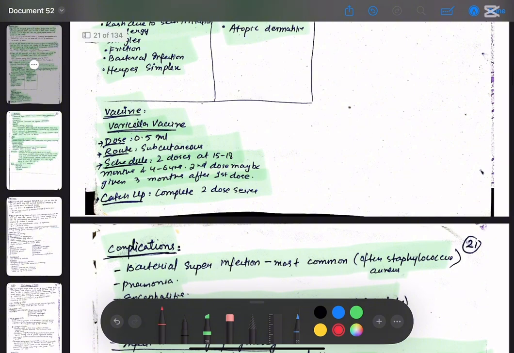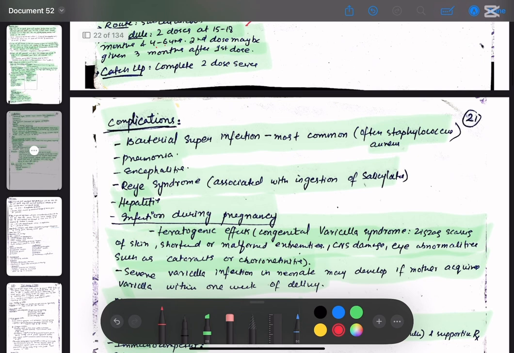Then we will discuss the vaccine. For chickenpox, the varicella vaccine is given, the dose is 0.5 ml, and it is given subcutaneously. Two doses are given, one at 15 to 18 months and the other at 4 to 6 years. The second dose may be given 3 months after the first dose, and for catch-up, a complete 2-dose series is given. The complications are bacterial superinfection, pneumonia, encephalitis, Reye's syndrome, and hepatitis.